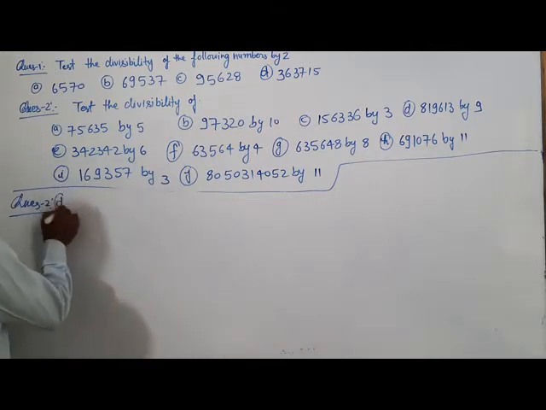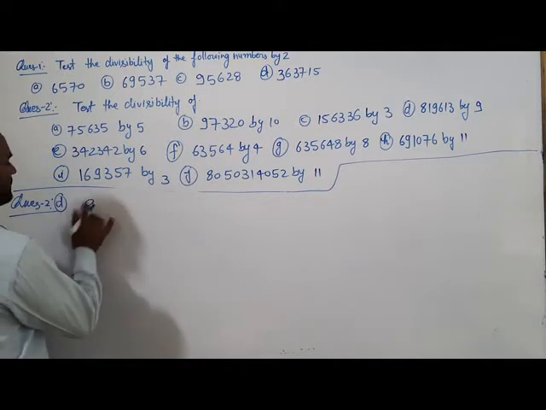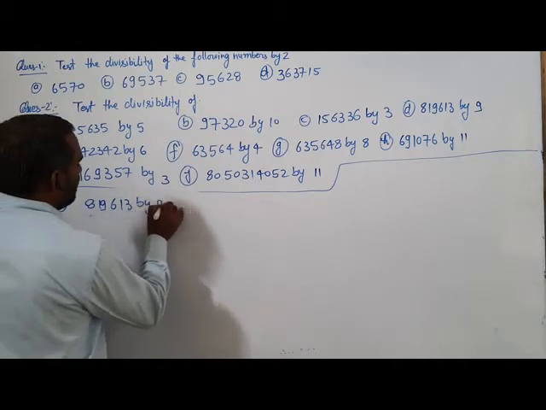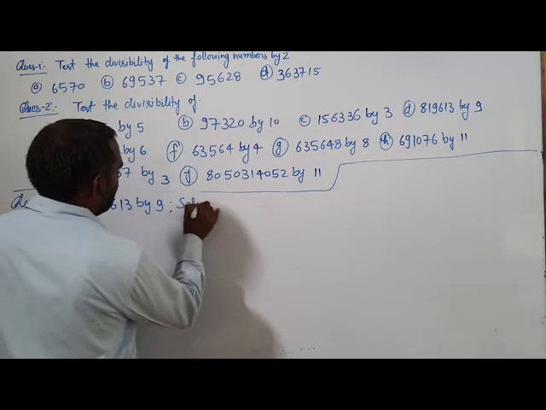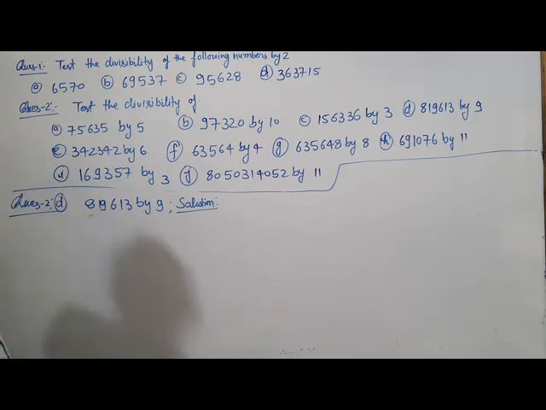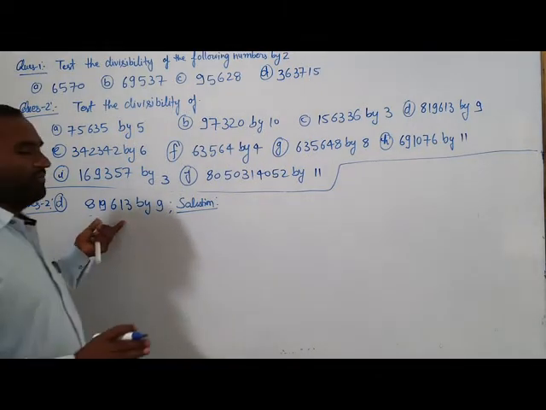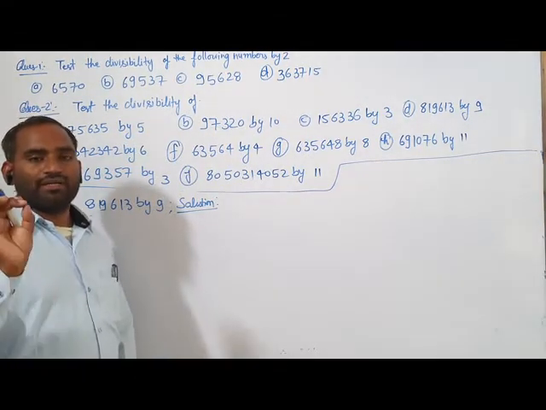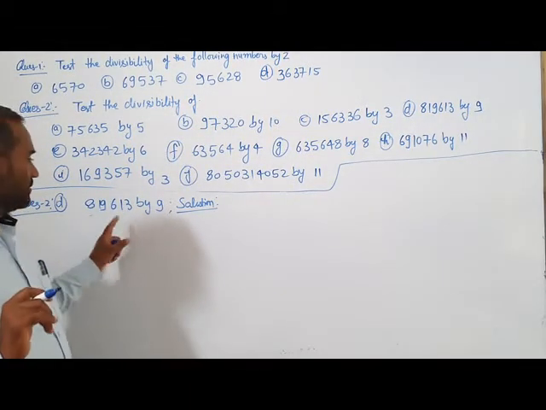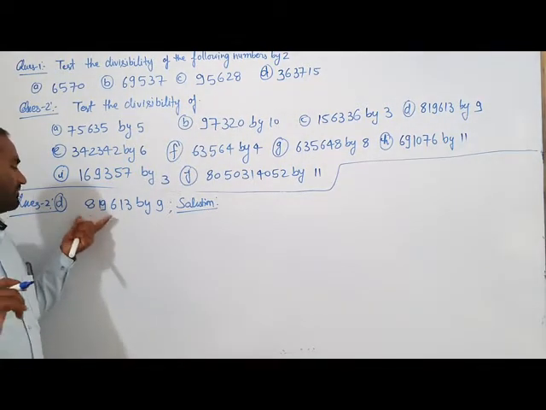Option D is 8,19,613 divided by 9. Divisibility of 9 is just like 3. If the sum of digits of the given number is divisible by 9, then the number is divisible by 9. So first of all, you have to get the sum of digits of the given number.